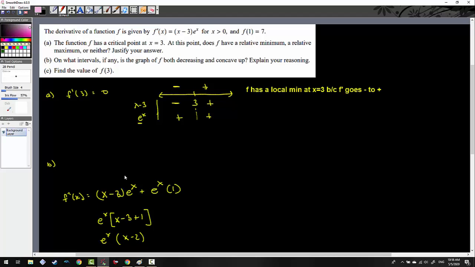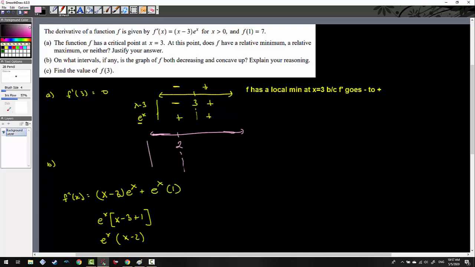So I'm going to change colors here, and I'm going to draw my sign chart underneath my first sign chart. Now, if you're doing this on a different page on the AP exam, you might want to draw both at the same time, because you're looking for two things happening at once. And I always line my sign charts up like that.